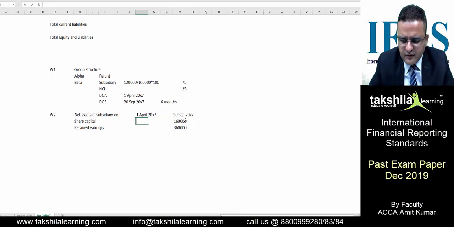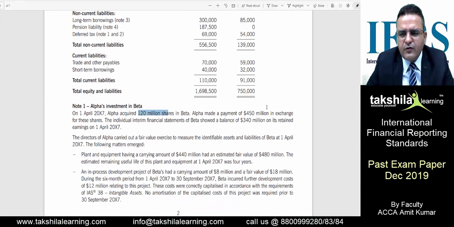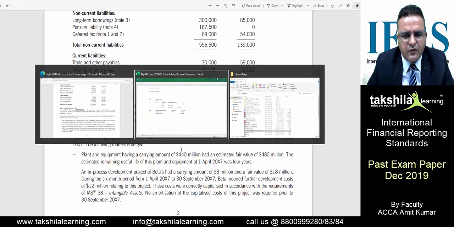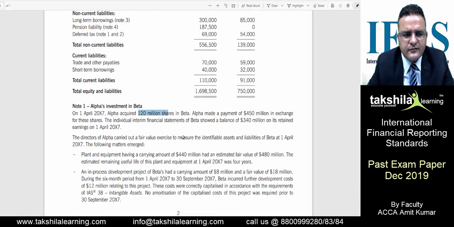What was the retained earnings position on the date of acquisition? Alpha made a payment of 450 million in exchange for these shares. The individual interim financial statements of beta showed a balance of 340 million on its retained earnings on 1st April. 340,000 is the retained earnings position on the date of acquisition.